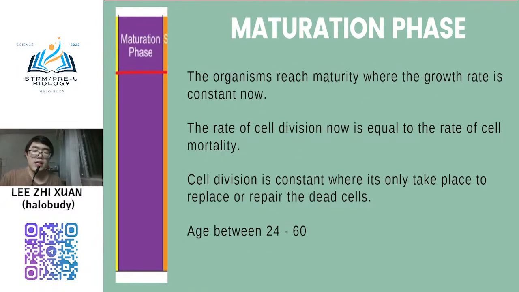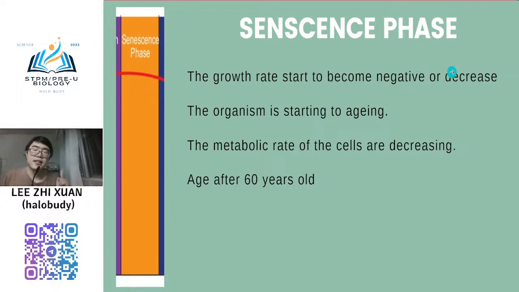Next is the maturation phase. This one is totally constant, and the growth does not increase anymore. This is normally when you are more than 24 years old and have already graduated from university. Then you totally maintain your growth until you enter the elderly stage, the senescence phase. Senescence is the aging process, meaning that your skin or your organs start to decrease in functionality, especially the skin. You will see that the skin becomes less shiny and less smooth.